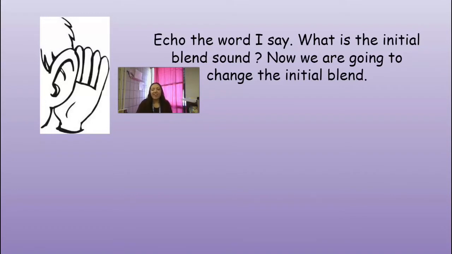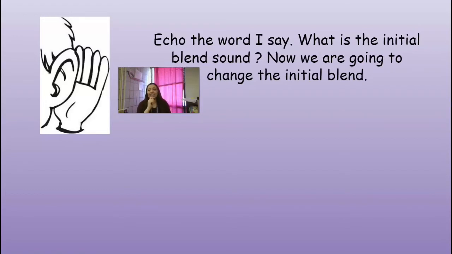Very good. All right, what about the initial blend in bring? Bring. Br, very good, that br blend. So you're going to change that br blend to an sl blend. Sling, very good. What's the initial blend in span? Span. That's right, it's that sp. So change the sp to a sk.